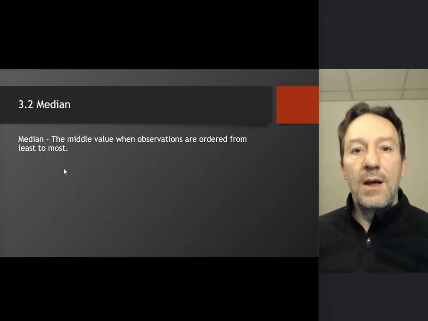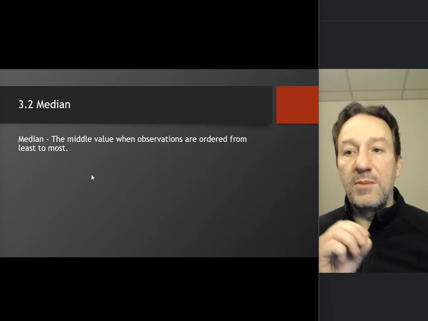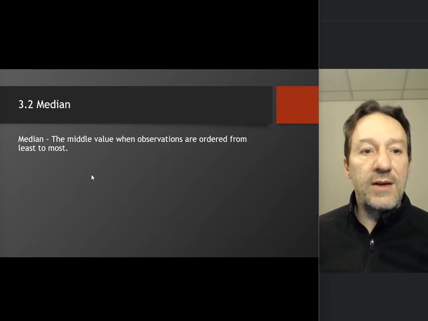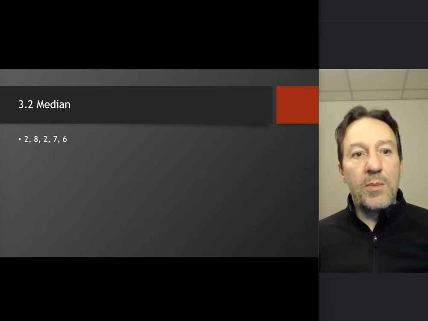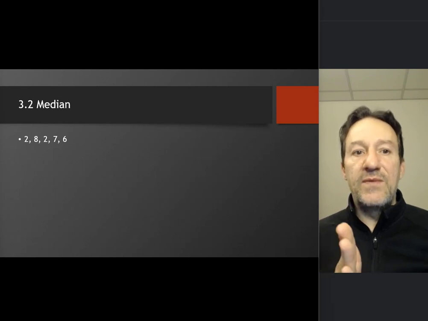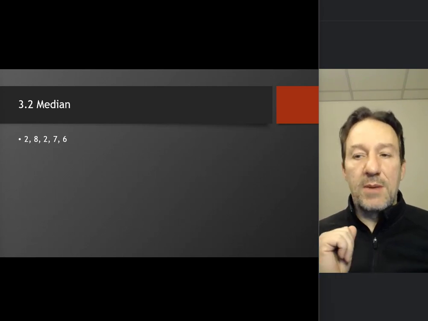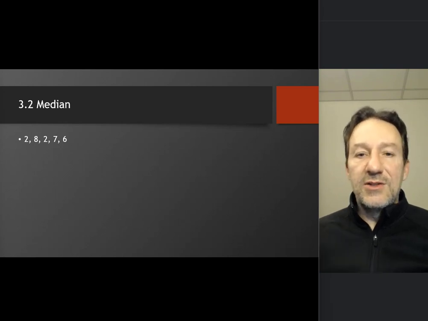The median is the middle value when the observations are ordered from least to most. So the median splits observations into two equal parts, the upper and lower halves. Usually that median is going to be at the 50th percentile rank. We talked about percentile ranks last chapter. There's a couple different ways to get to that median.